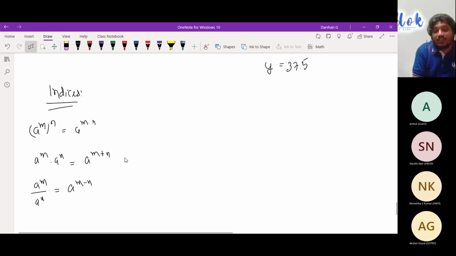I won't be writing if m is greater than or lesser than n because that's understood. You know how to do it. So a to the power of minus m is equal to 1 by a to the power of m. Is there anything?